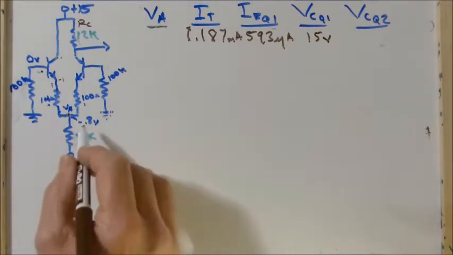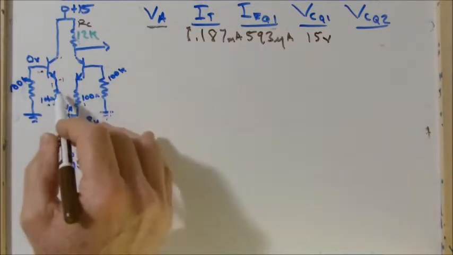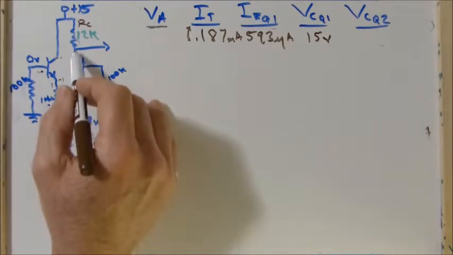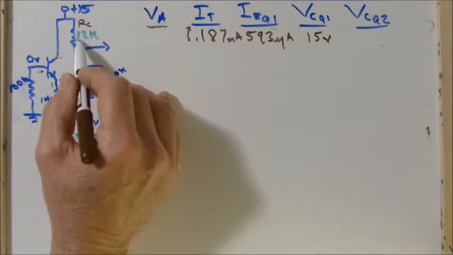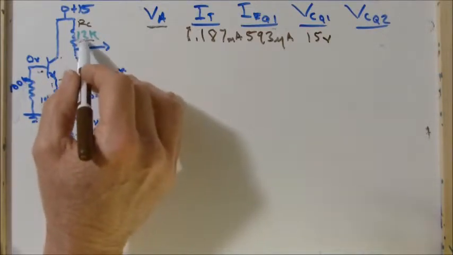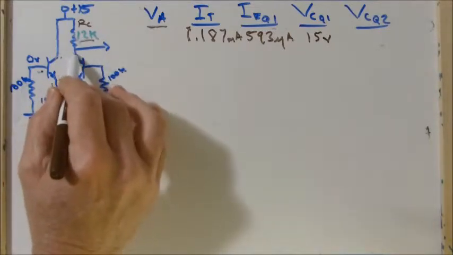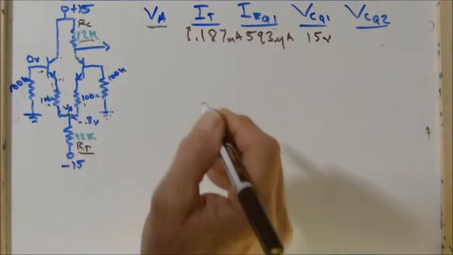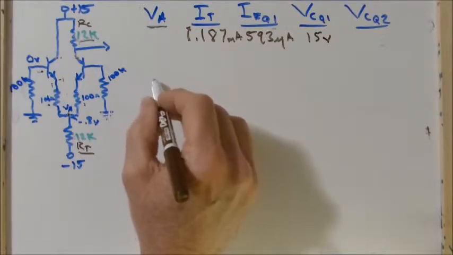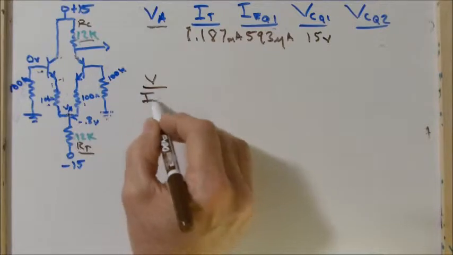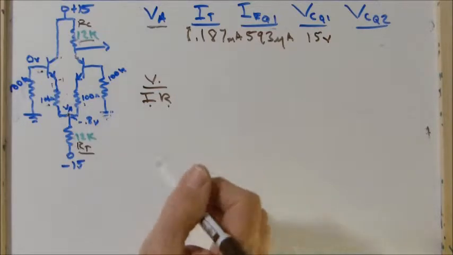Here we're going to have to do a little bit of calculation. We know what the total current is. We know what the current is through Q1. We know what the current is through Q2. If we know what the current is through Q2, we can definitely find the voltage drop across this RC. If we know what the voltage drop across the RC is, we can find the voltage at Q2. So let's take a look at that. We're just going to use Ohm's law, V equals I times R. We know what R is. We know what I is. We're going to find the voltage.